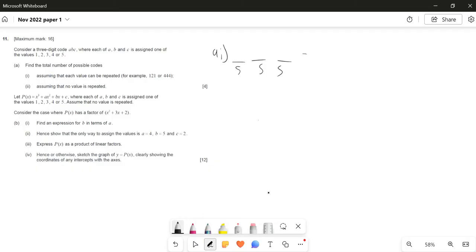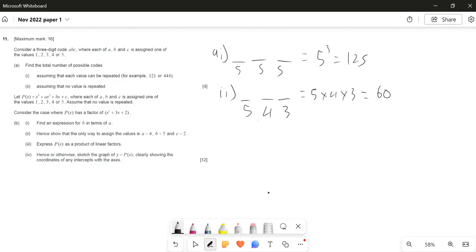So it just becomes 5 cubed, or 125. Part two: assuming that no value is repeated. Similarly, it's 5, but then there are 4 choices and then 3 choices. So it becomes 5 times 4 times 3, which equals 20 times 3, which is 60.